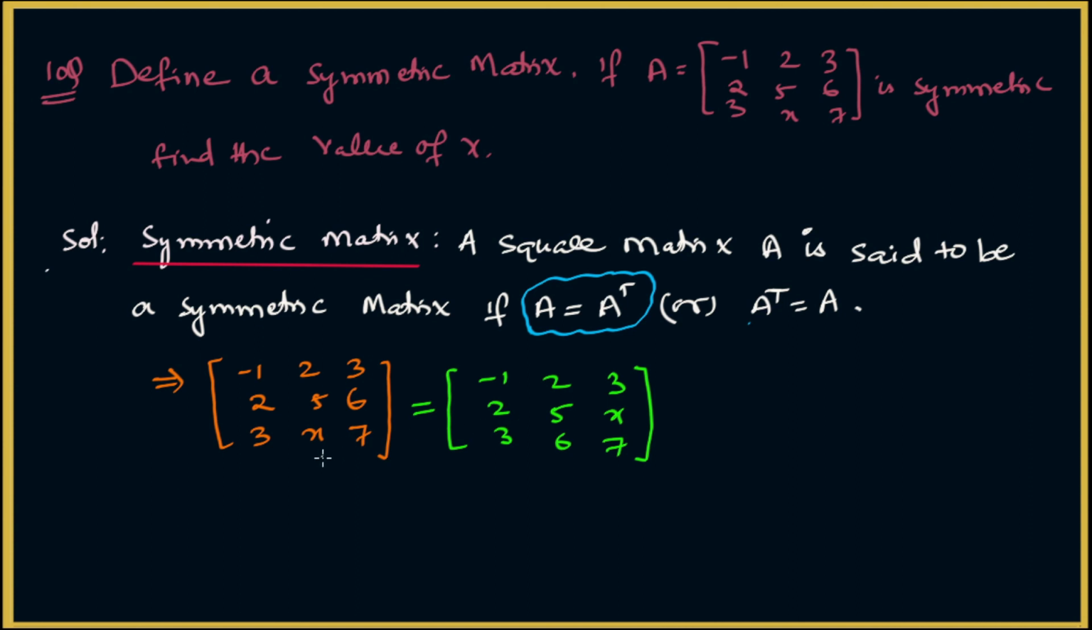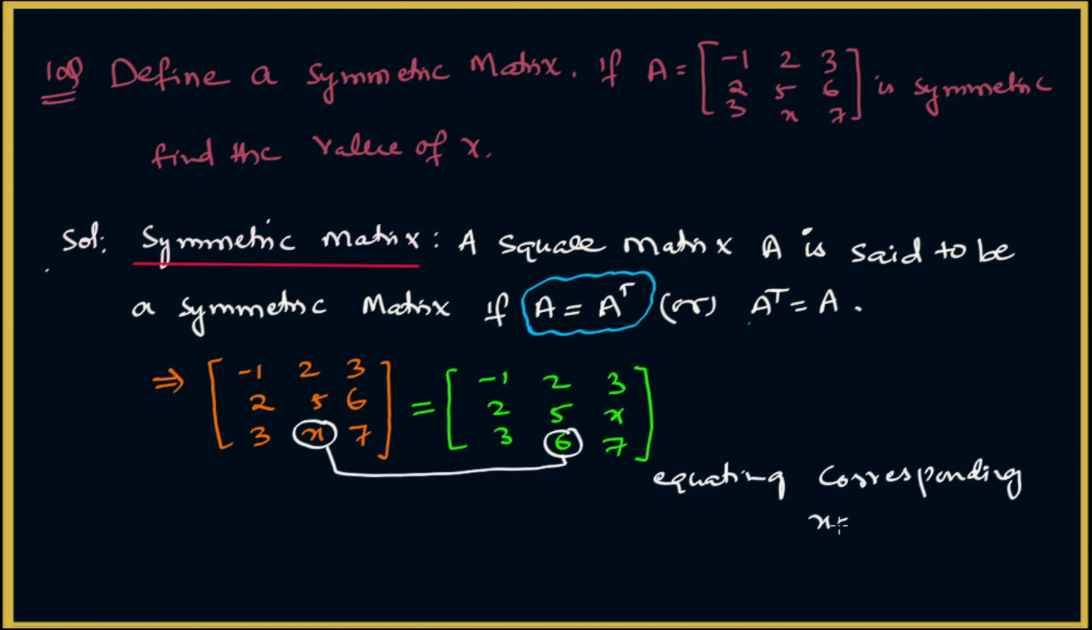So given matrix A and its transpose, how do we find A transpose? Converting rows into columns, we will get A transpose. So this is our A and this one is A transpose, and they are equal. Now equating the corresponding elements, I am equating the third row second element with the third row second element. So what about x? x equals 6, from equating corresponding elements.